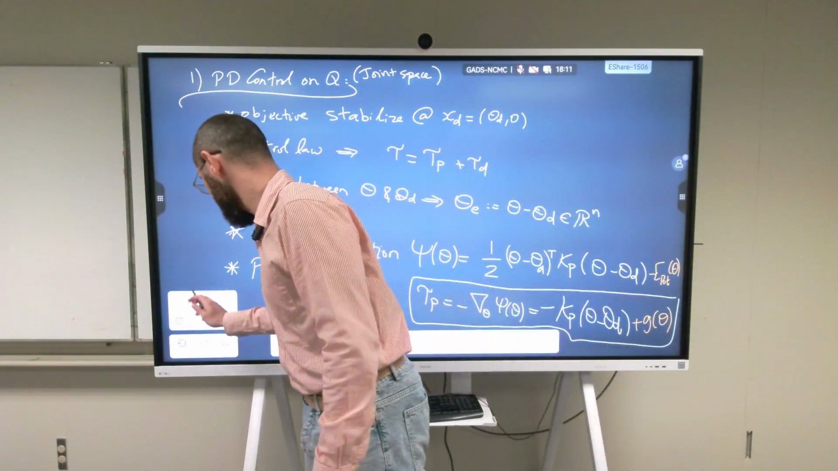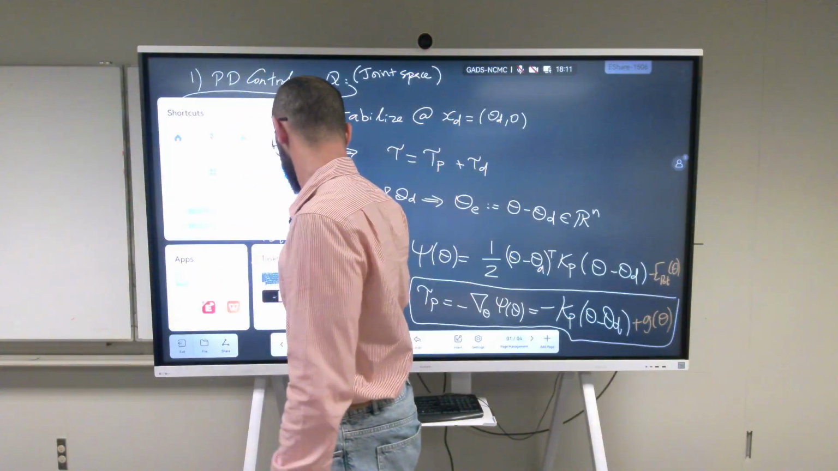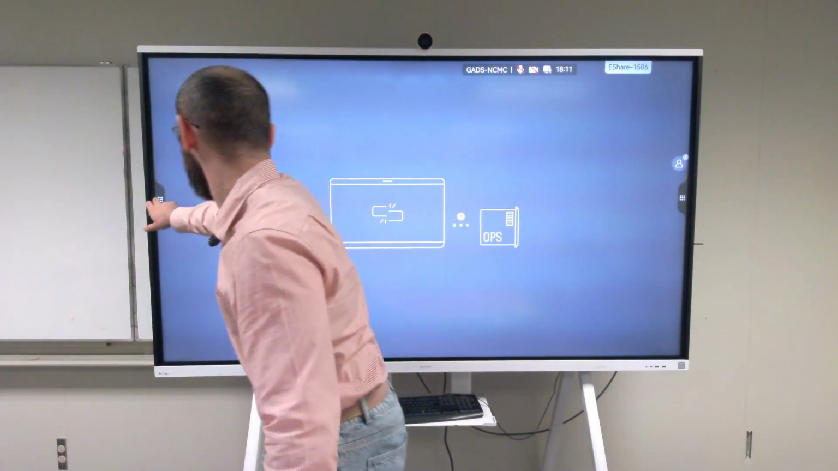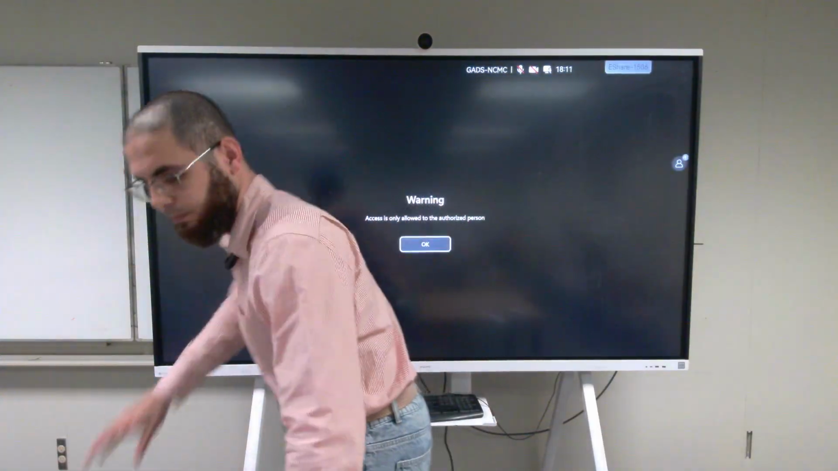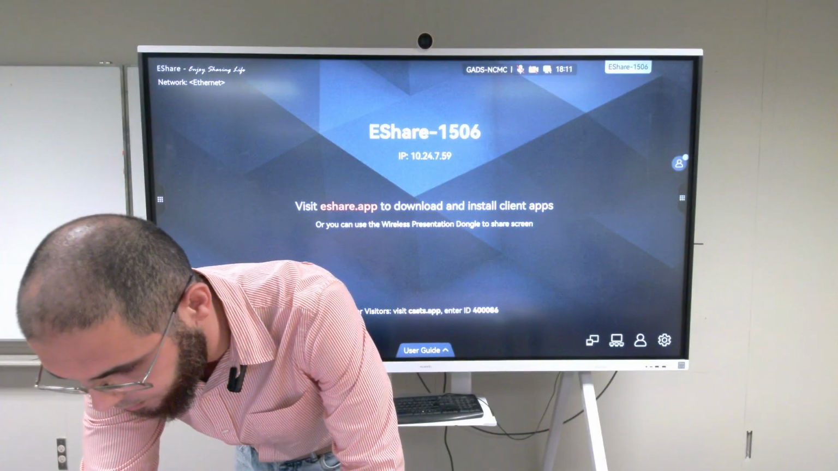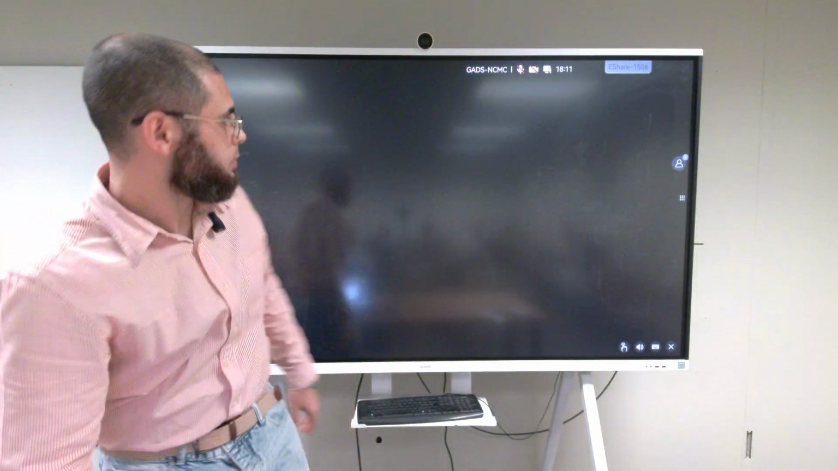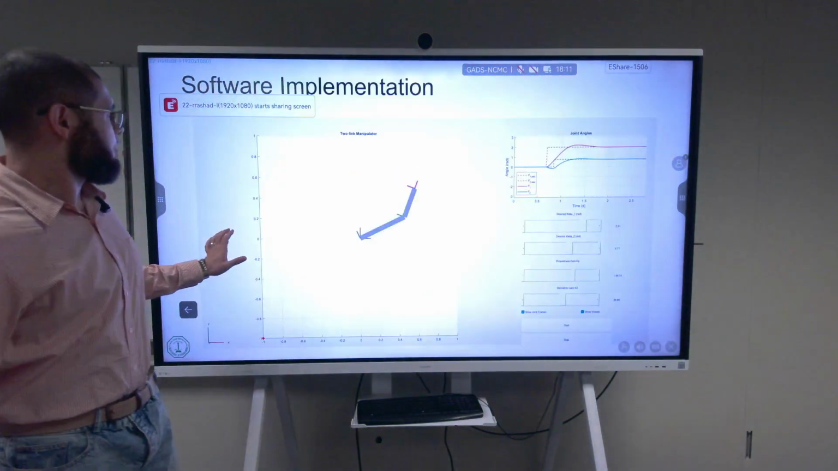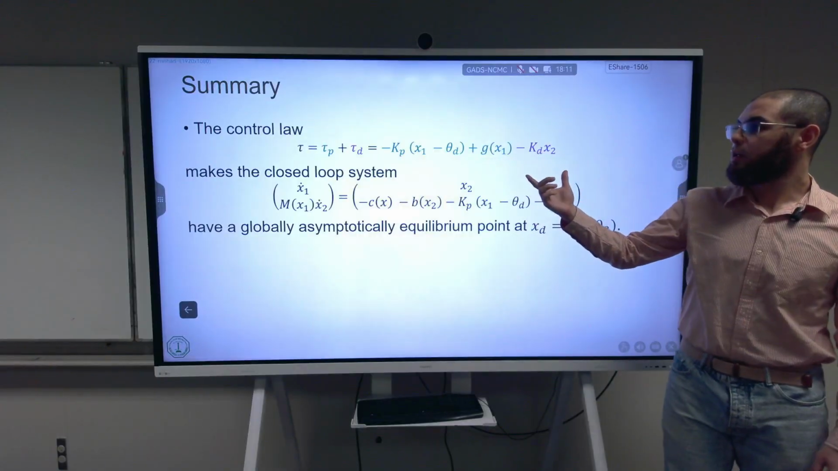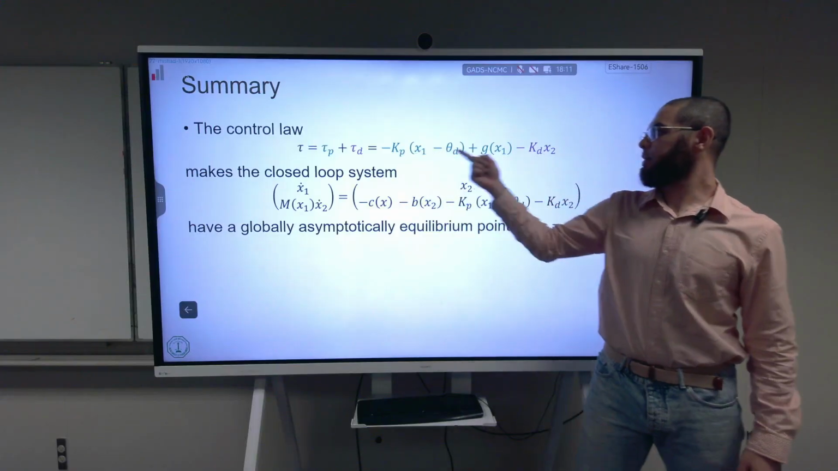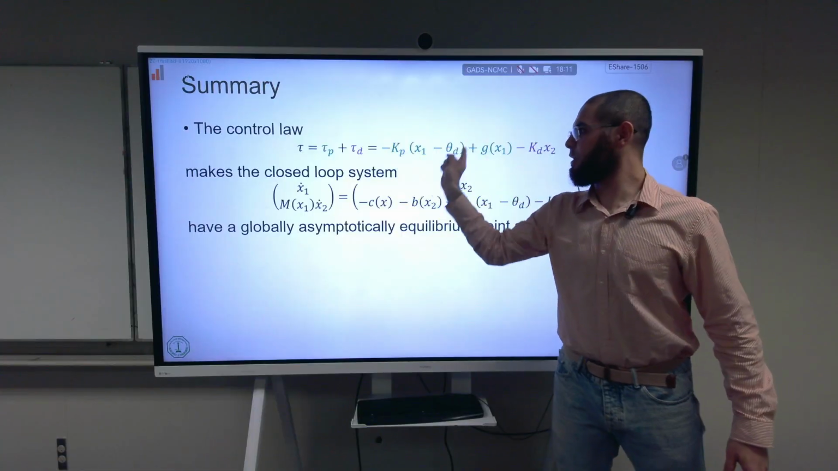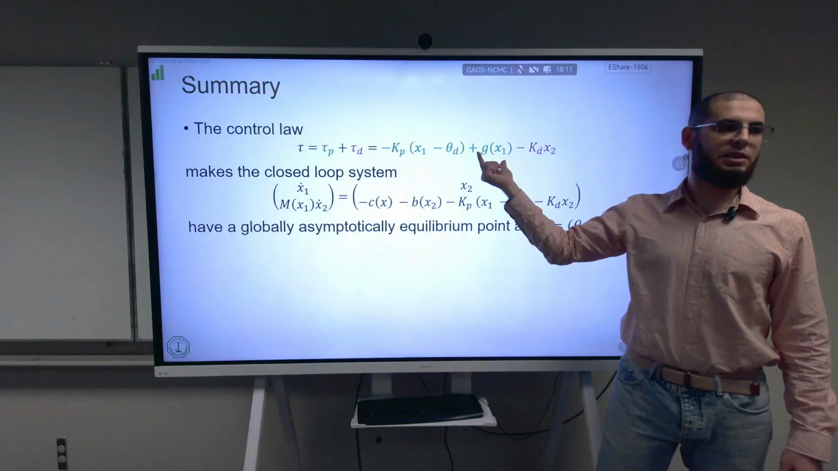So let's save this. Let me share again. So let's go back to the slides. Okay, so this is the controller we have. Summary: the proportional term is given by this expression, and this is the derivative term. So you see here, this is P control, D control, plus gravity compensation.